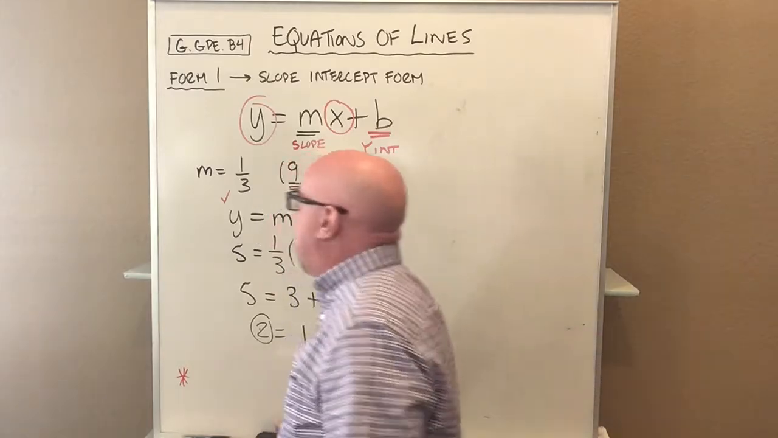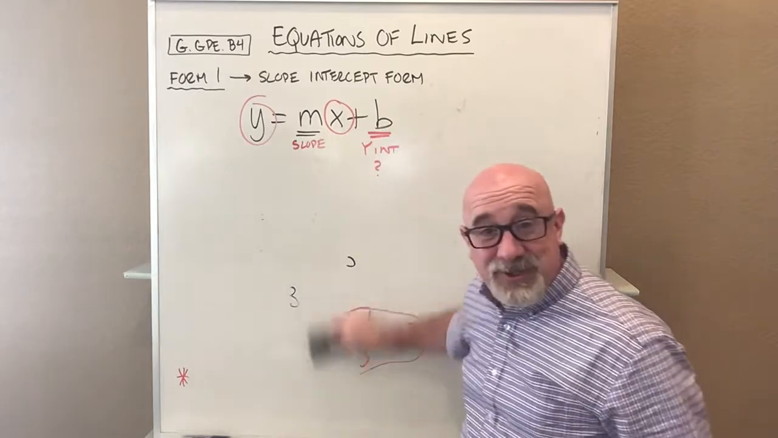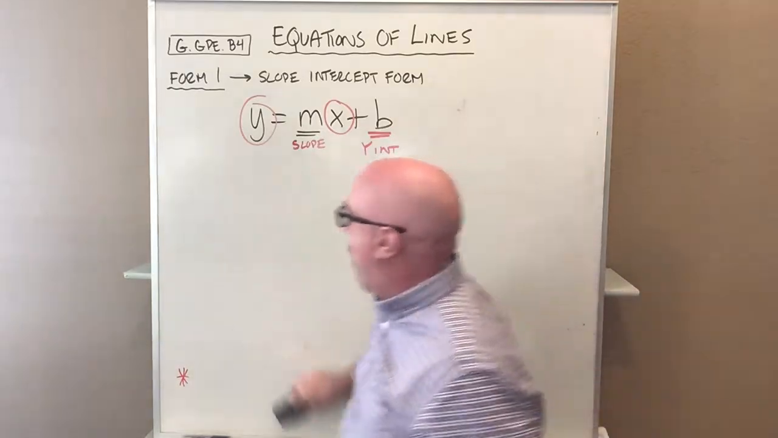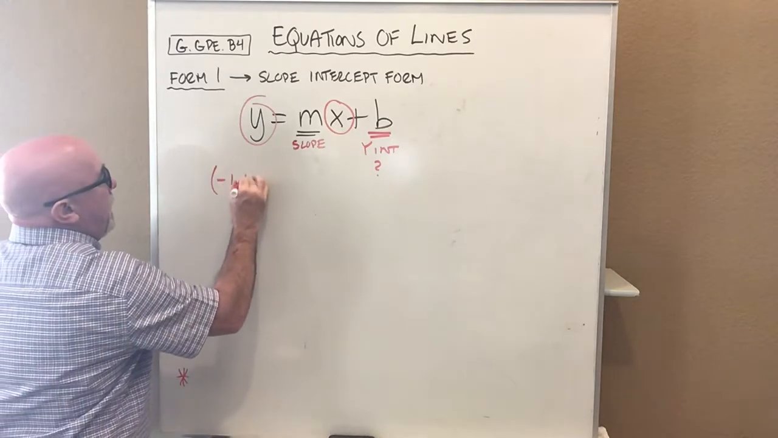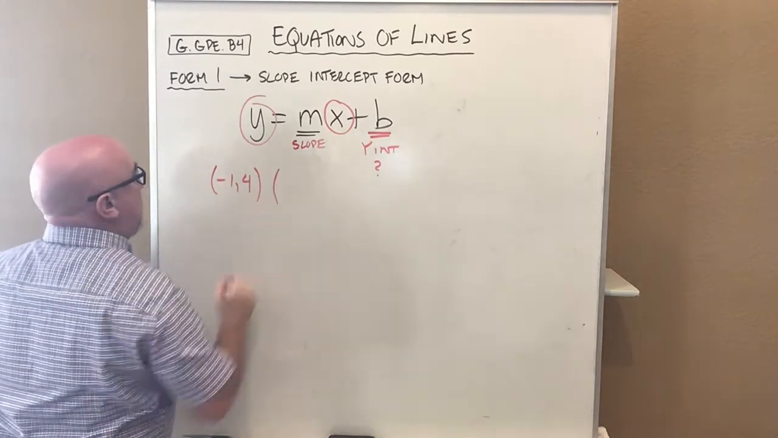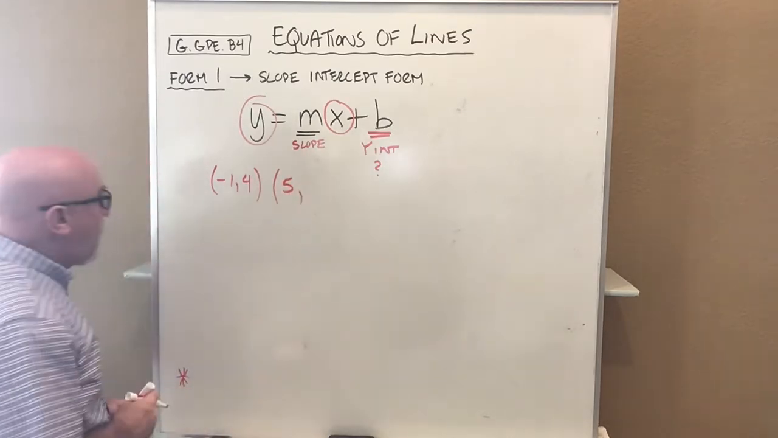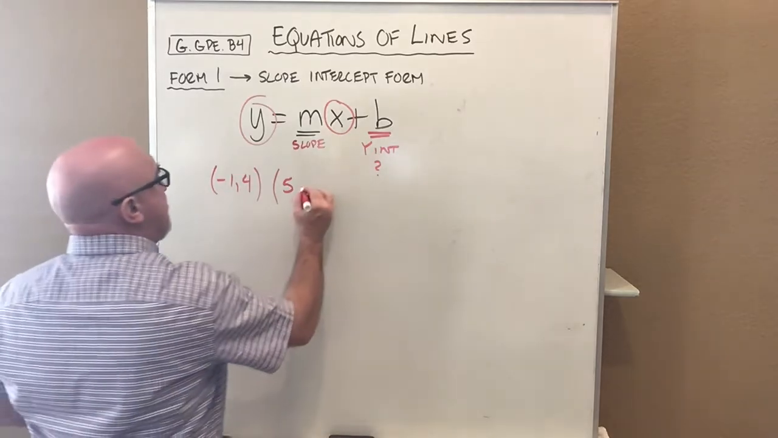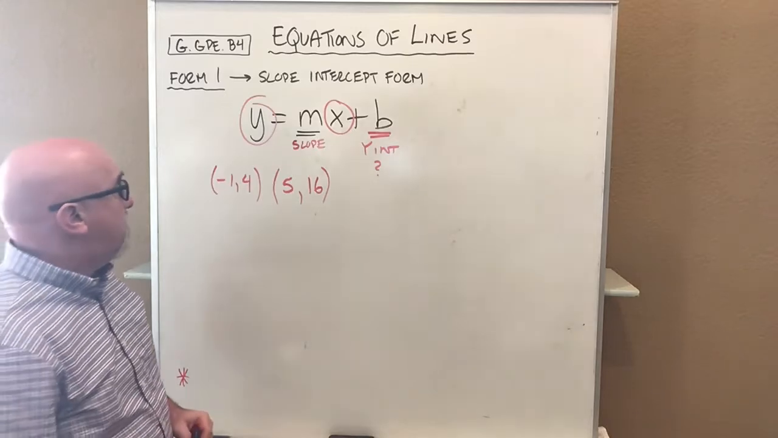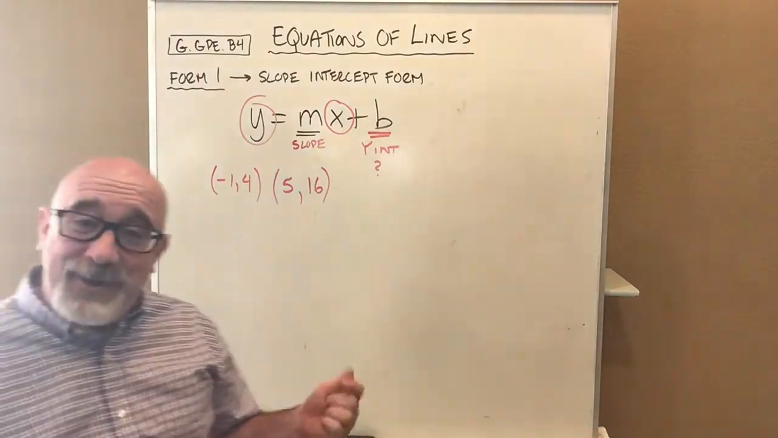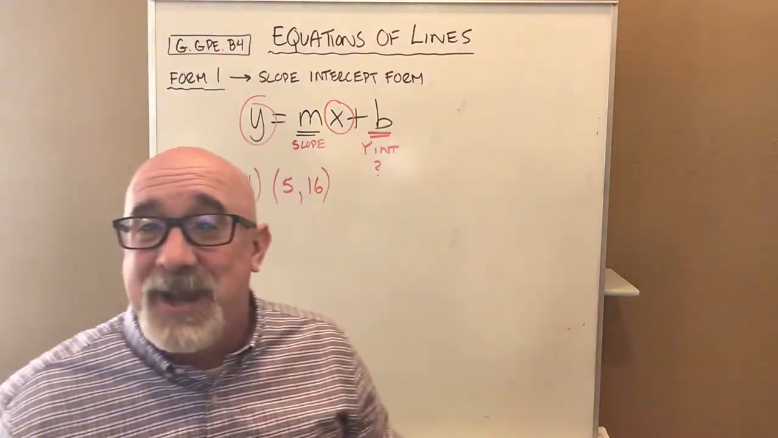The only other thing we could do to you in this kind of question is not give you the slope either, which is kind of a tricky thing. So how would that work? Well, that might be 2 points. So they might tell you (-1, 4). And they might tell you, let's see, (5, 16). So let's try this out. Now here's our problem. We don't have a slope, and guess what? We don't have an intercept either.